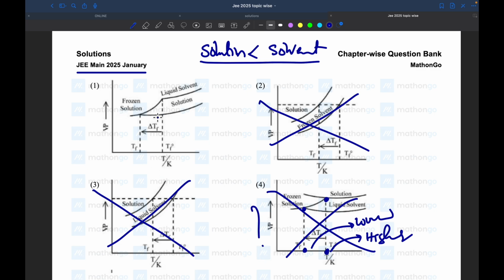But here is exactly the NCERT graph. Vapor pressure, solvent freezes. If this is 0 degree Celsius, this is 0 degree Celsius, so this could be like -5 degree Celsius, isn't it? So the solution freezing point should be lower than the solvent.